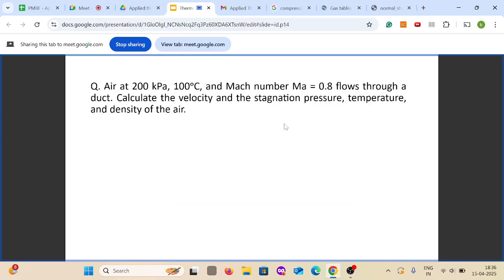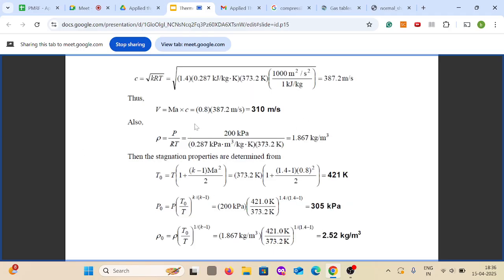And since we need to find out the density of air, and rho naught is the stagnation density of air, first we'll find out the density. So rho is P by RT. So pressure is 200 kilopascal, R is 287, and T is 373.2. Converting P into Pascal, so multiply by 1000, we get 1.867 kg per meter cube. So that is the density at the inlet.